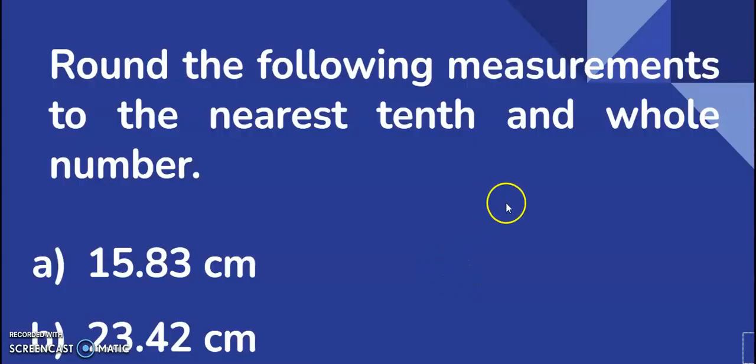Let's do the next question. Round the following measurements to the nearest tenth and whole number. 15.83. Here the two targets are given, the nearest tenth and the whole number. So first let's begin with rounding to the nearest tenth. Since my number is 15.83, first I'm going to make an arrowhead on my target digit, that is 8. I look to the right and my digit is 3. So the number rounded off to the nearest tenth would become 15.8.